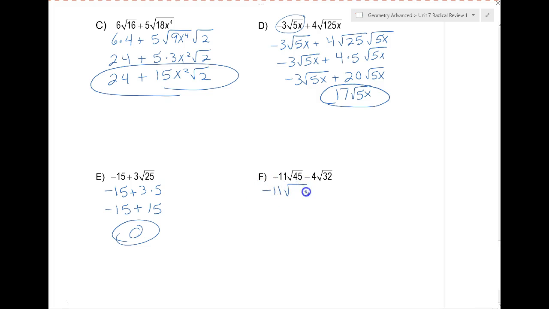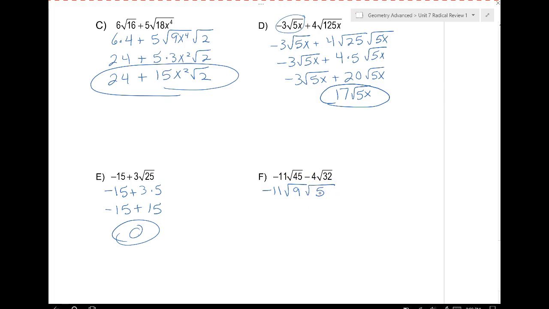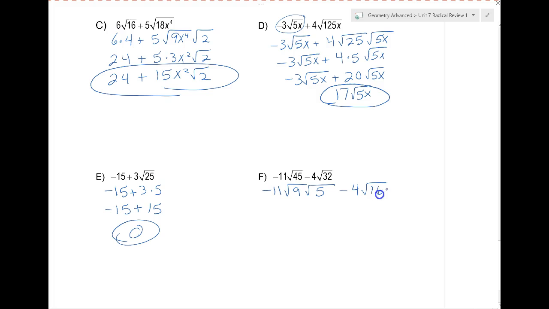All right, square root of 45. Well, 9 can come out. That's a perfect square number. So I get negative 11 times the square root of 9 times the square root of 5 minus 4. What's the square root of 32? Well, that's the square root of 16 times the square root of 2. And then I'm just simplifying. I took the square root of 9, which is 3. 3 times 11, so that's a negative 33 root 5. Square root of 16 is 4. 4 times 4 is 16, so it'll be 16 root 2.